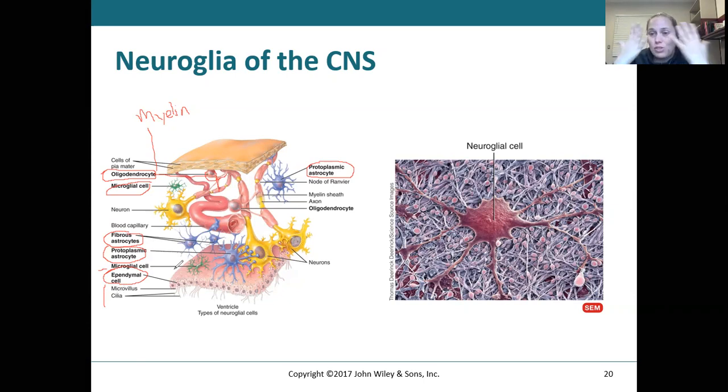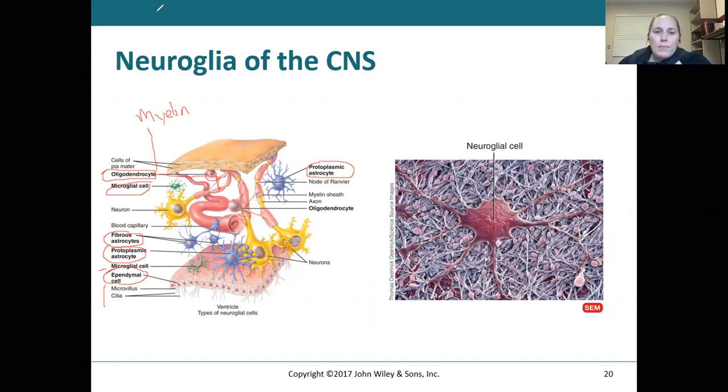The ependymal cell is going to do that because they're lining the ventricles, which are these huge gaps in our brain that create this fluid. So this cerebrospinal fluid is just that fluid that bathes our brain. It just makes everything all right and gives the brain everything that it needs.